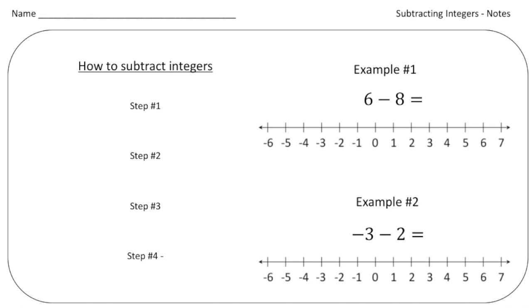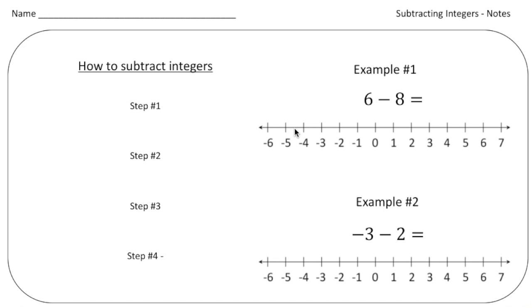So far you've learned how to add integers. Now it's time to talk about how to subtract integers. And really, there's a 4-step process to do this. These 4 steps are called adding the opposite. The first problem we have is 6 minus 8, and the second problem is -3 minus 2. We're going to use the same 4 steps to solve both of these problems.